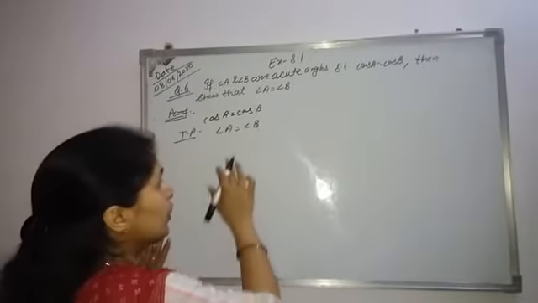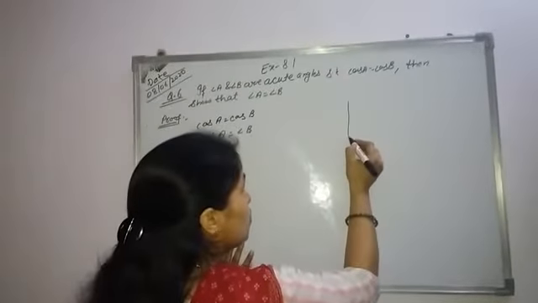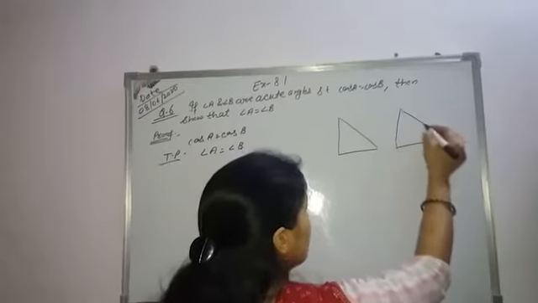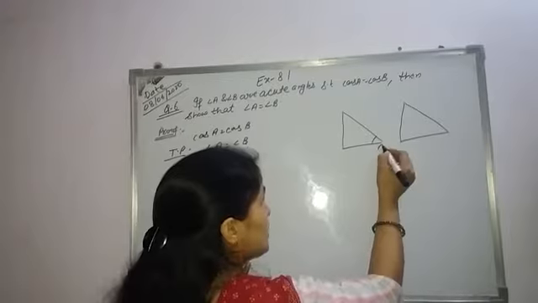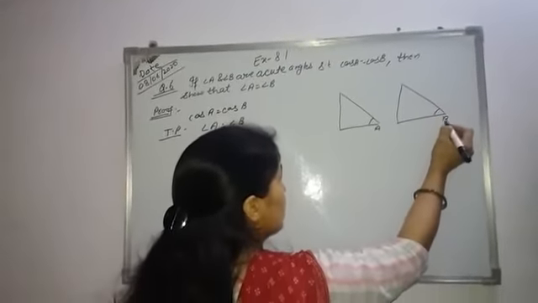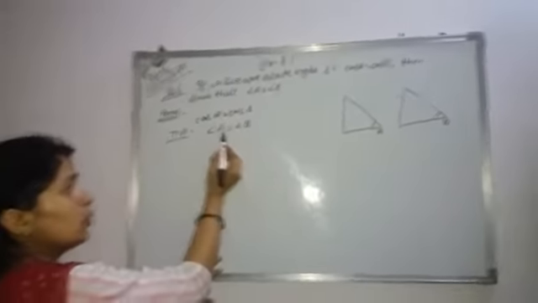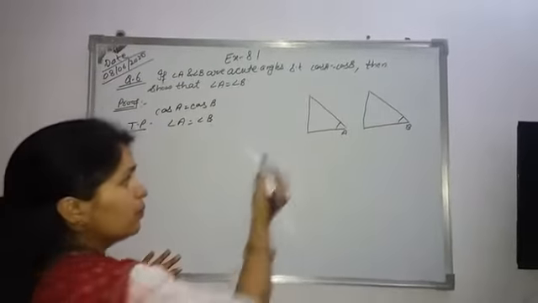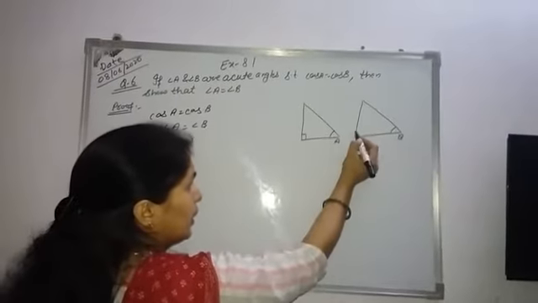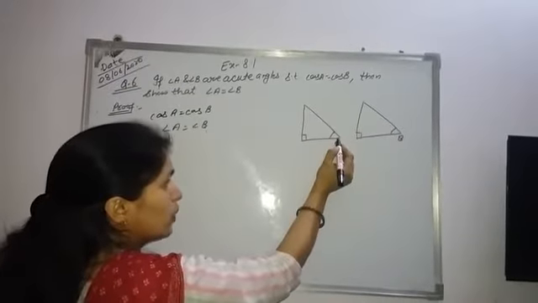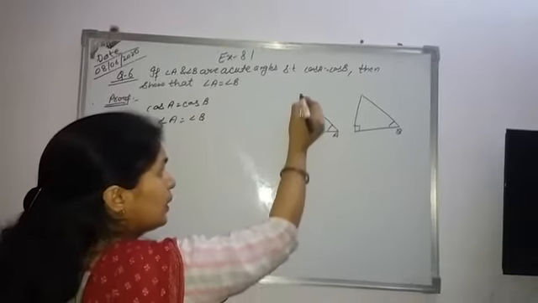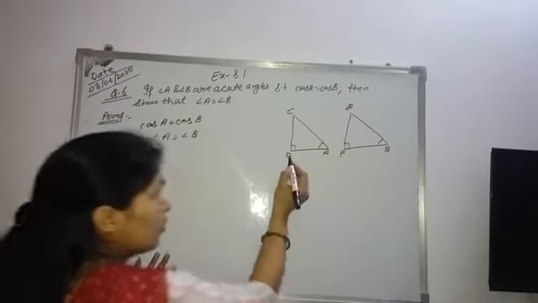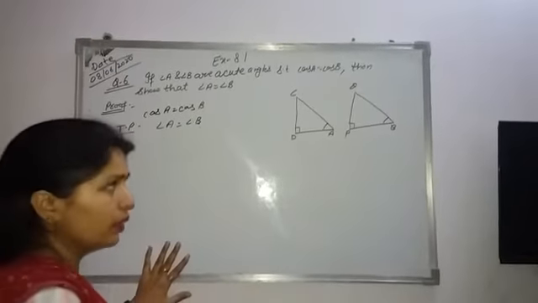For proving this condition, first we will take two right-angled triangles. Let us suppose this angle is A and this angle is B. Now which condition is given to us? We want to prove that angle A is equal to angle B, and this angle is 90 degrees. Let us suppose the first triangle is ADC and the second triangle is BPQ, where D and P are right angles.